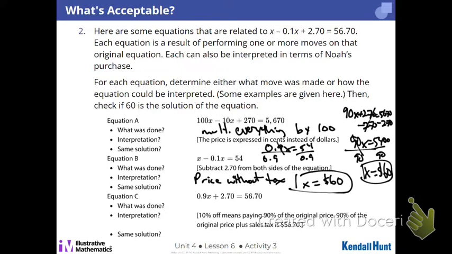What'd they do, right? They took away the coupon. They didn't take it away, they applied it. They're saying 10% off is the same thing as 90% price. Okay, so what was done? So really they took off the coupon is what you're saying, kind of. Yeah, they just took it off the equation, I should say.